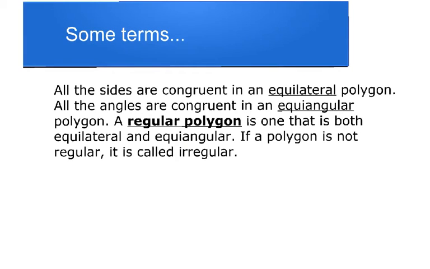Here are some terms. All the sides are congruent in an equilateral polygon. So what makes an equilateral polygon is all sides are congruent. What makes an equal angular polygon is all angles are congruent. And a polygon is called a regular polygon if it is both equal angular and equilateral. And then if it is not both, if it's maybe one or the other or neither equal angular or equilateral, it is called an irregular polygon. Okay.